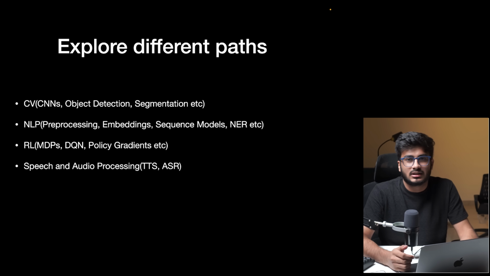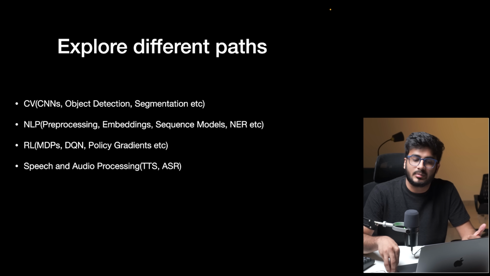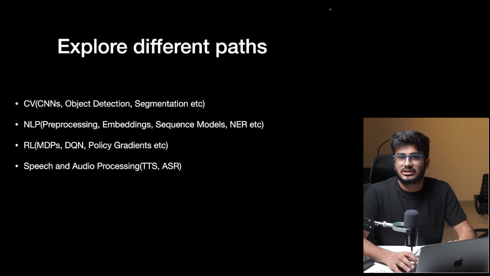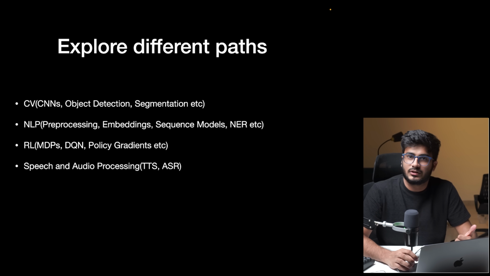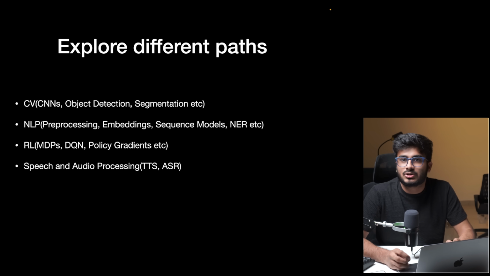What comes under these? Computer vision basically works with images and video data. So it's like working with CNNs, or convolutional neural networks, which help you understand an image. It helps you build models which can detect objects or do segmentation of different objects. NLP is basically working with textual data. You pre-process the text data, you convert the text into embeddings, you learn about sequence models, you learn about RNNs, LSTMs, GRUs, you learn about named entity recognition, etc. These all come under the umbrella of natural language processing.